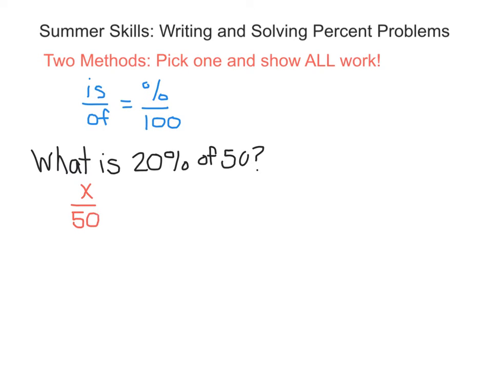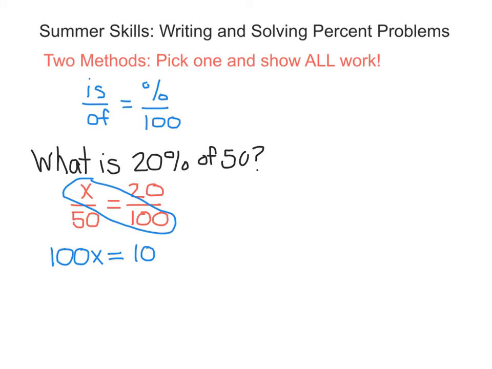The percent always goes over 100. So we're going to have 20 over 100. Now we're going to solve this just like we did with proportions. We're going to cross multiply, remember. Again, if it helps you to draw the circles, draw the circles. So we have 100x equals 1,000. I'm going to divide both sides by 100. And we're going to get x is equal to 10. And that one's done.